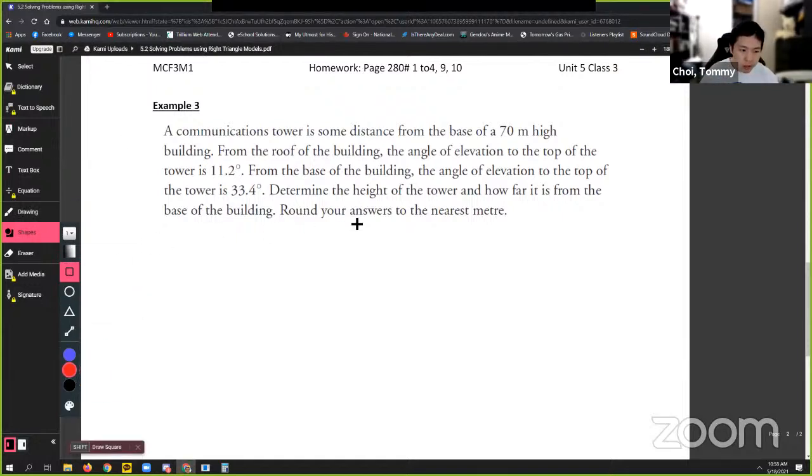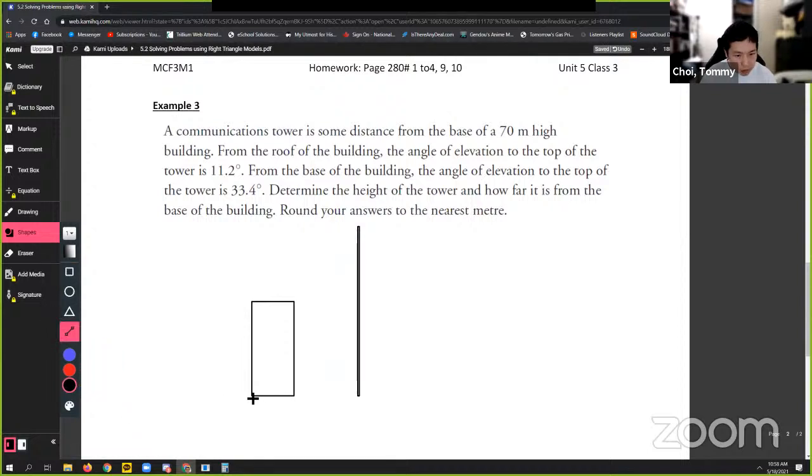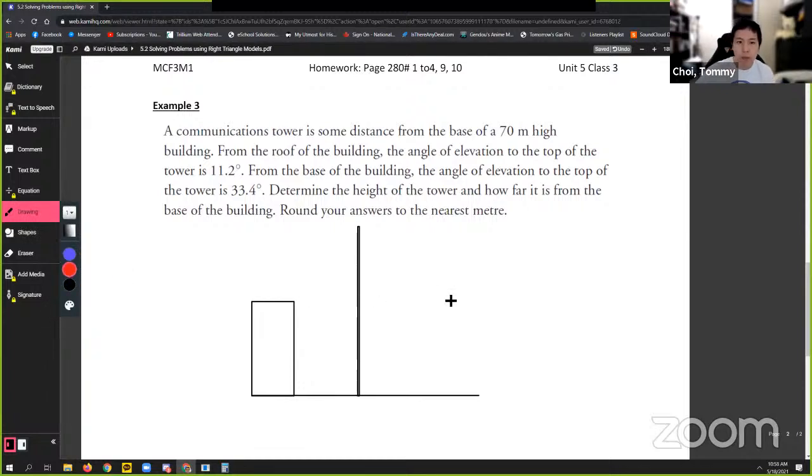So if we were to draw this here, let's just draw this. Building, tower. Doesn't have to be nice, right? Just make it simple. I'm going to have my building and my tower here. And let's fill in the information here. It's a 70 meter high building. So this length here is 70 meters.